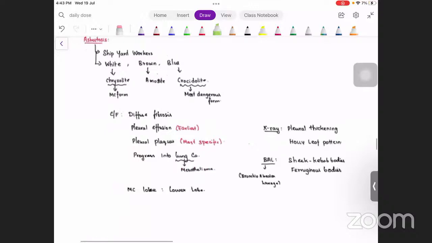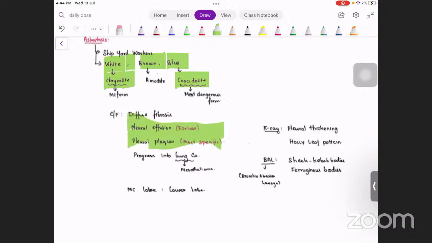Asbestosis, there are three types: white, brown, and blue. Among that, white is chrysotile and blue is crocidolite. Chrysotile is the most common form, while crocidolite is the most dangerous form. Apart from the clinical features, pleural effusion and pleural plaques will be there. It may progress into malignant mesothelioma, and X-ray shows honeycomb pattern.